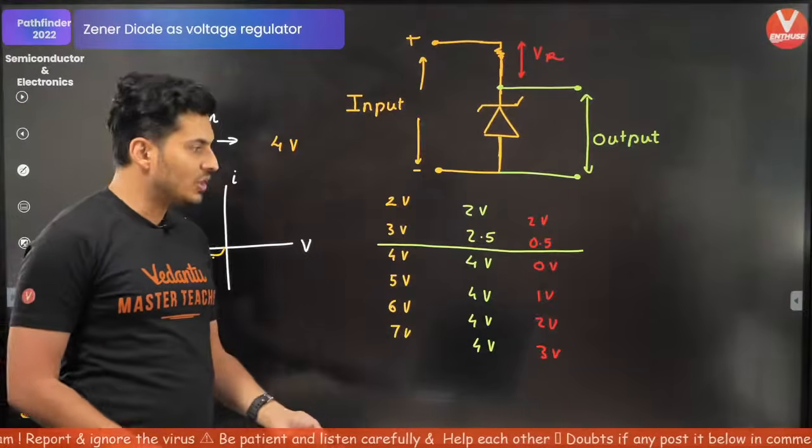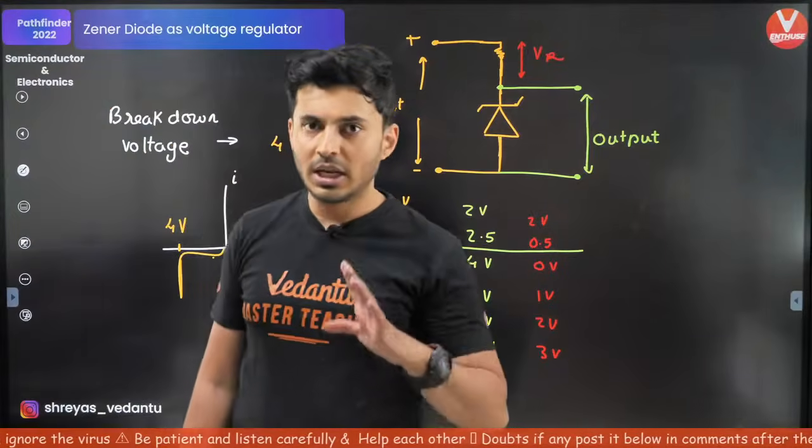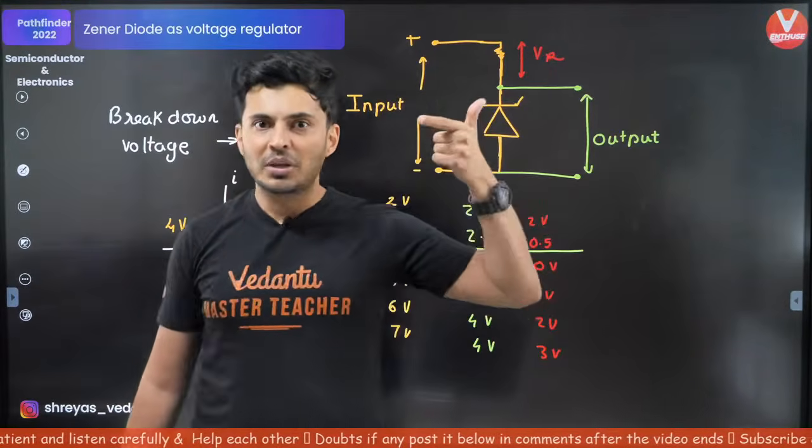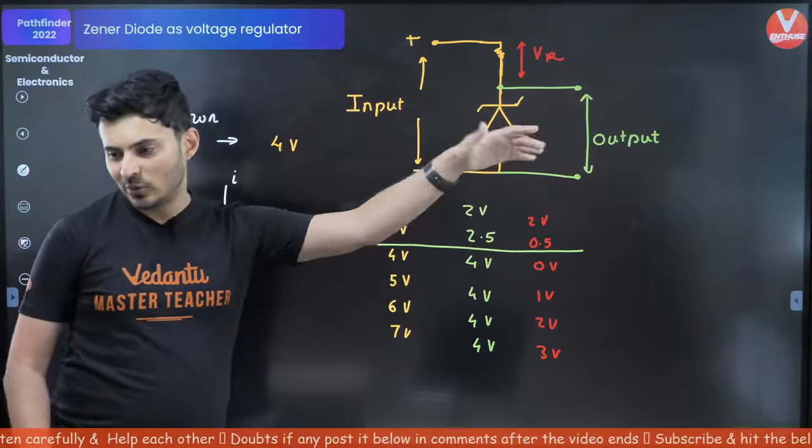Everybody give a thumbs up if you have understood what a Zener diode is now. Mainly you should understand it is in reverse bias. Number two, you should understand how it is able to control the output voltage.